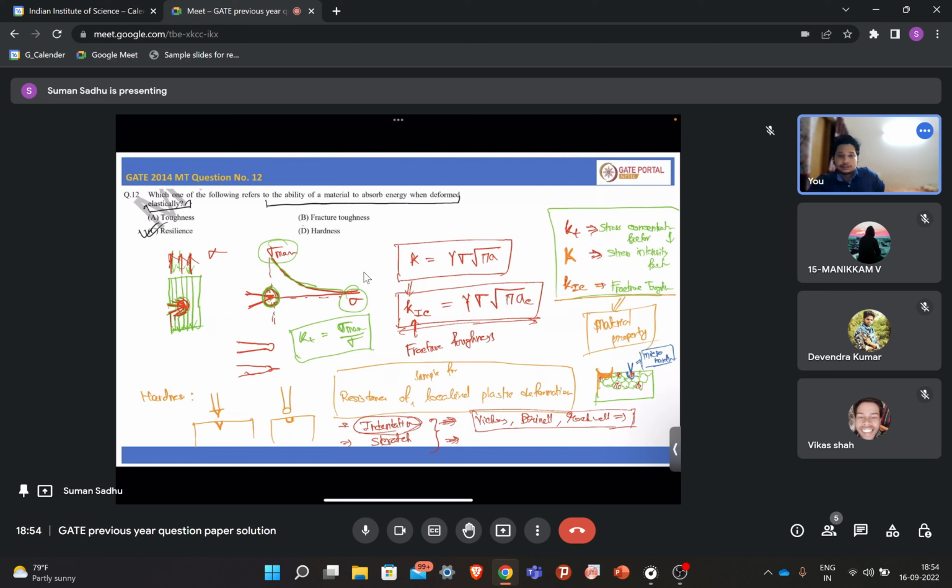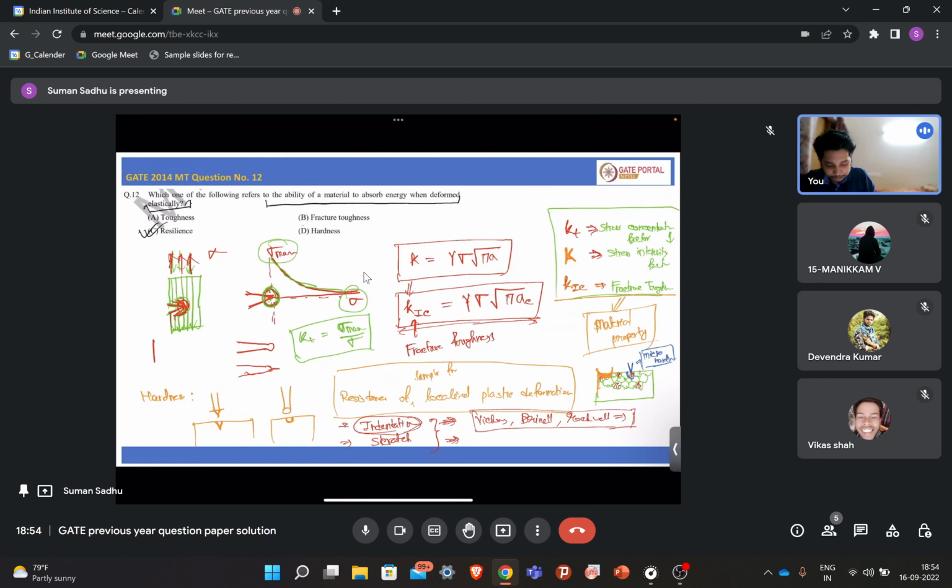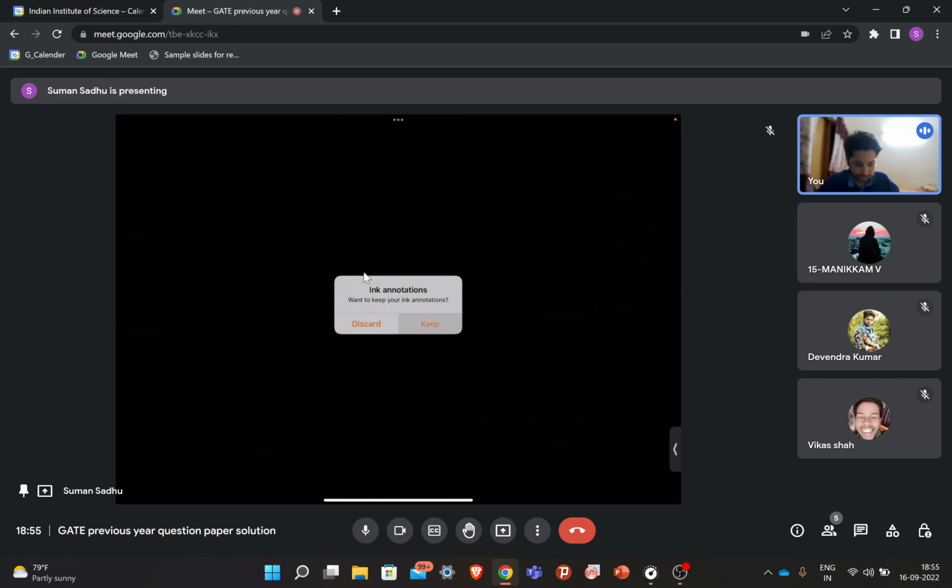If you visualize from this diagram, what is fracture stress? Fracture stress is when your sample gets fractured. Similarly, for fracture toughness, your sample has a crack, a sharp crack. Fracture toughness basically tells you how the crack will propagate. If you have a very sharp crack and you load this sample, it will be better if I write on a blank page.